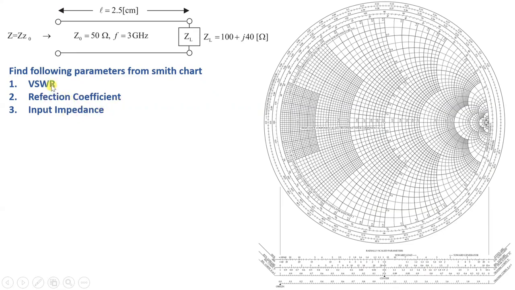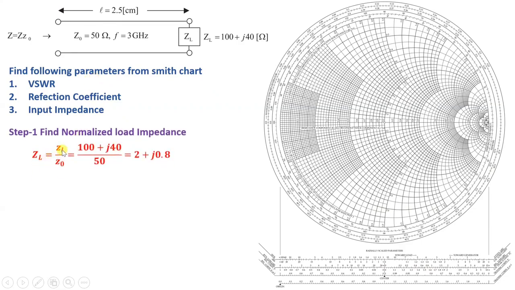Whenever you want to calculate VSWR or reflection coefficient based on load impedance, the first step is to translate the given load impedance into normalized load impedance. First of all, we translate this load impedance into normalized load impedance, which is the load impedance divided by the characteristic impedance. So we will be finding the normalized load impedance, that is ZL divided by Z0.